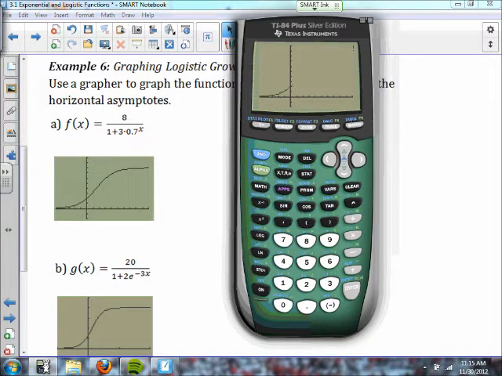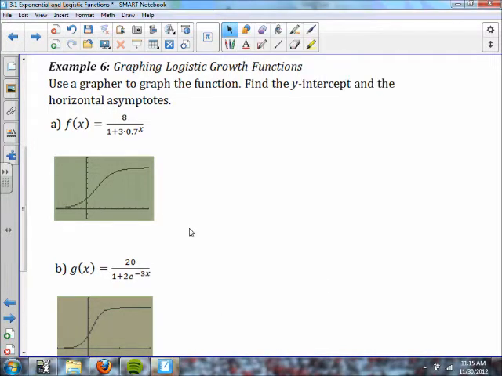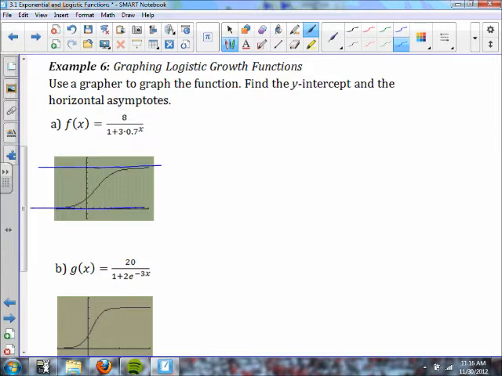So we need to graph this. Okay, now, a couple of things that we notice. Here's one horizontal asymptote. Here's another horizontal asymptote, because we need to find the y-intercepts and the horizontal asymptotes. Horizontal asymptote will be y equals 0 as one of them. The other one will be y equals 8. 8 is the number in the numerator, so y equals 8 will be our other horizontal asymptote.